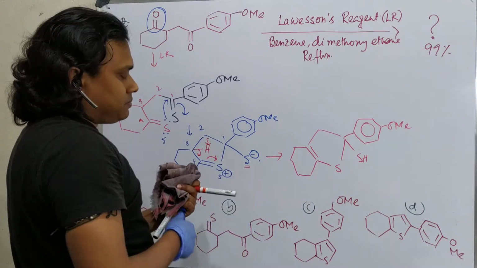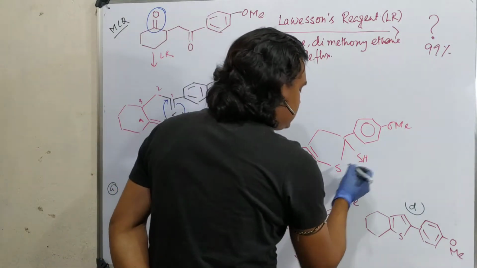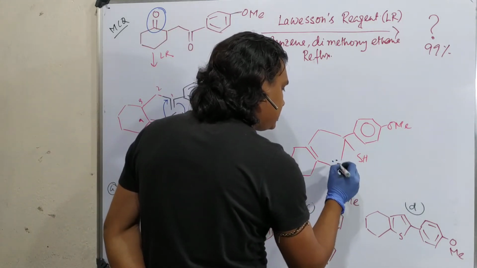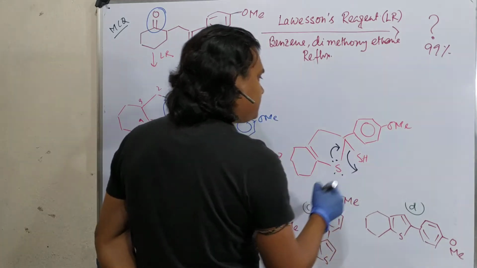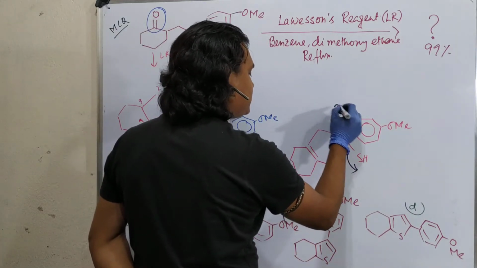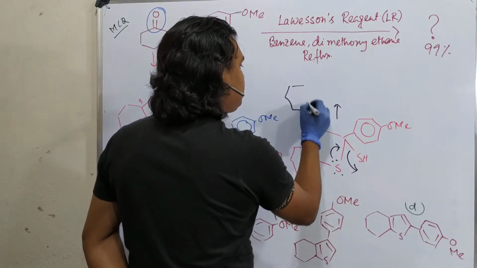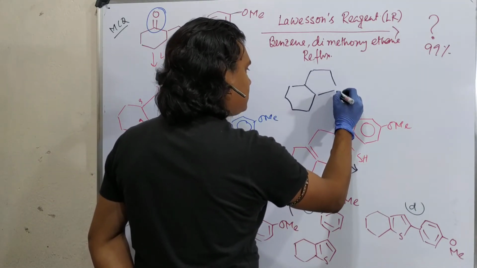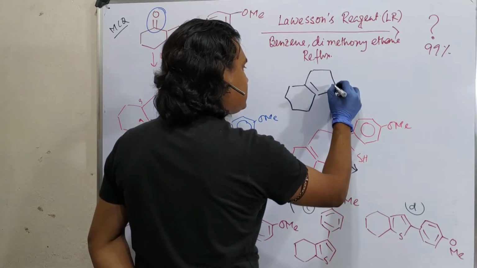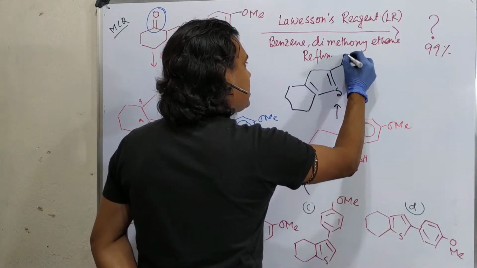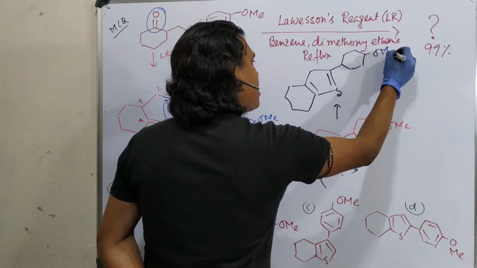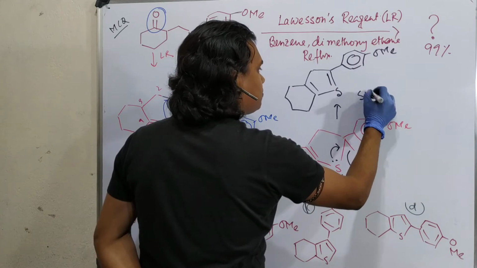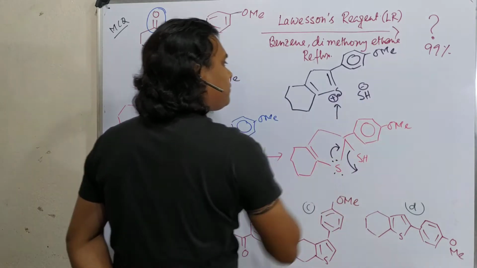So what is the next step? See, this SH is formed. Now what can happen? This sulfur can push and it can leave. So what will be the next consequence? This is the 5-member ring, this is the sulfur, and this is the Ar, and in this case SH minus will leave and this sulfur will have a formal positive charge.